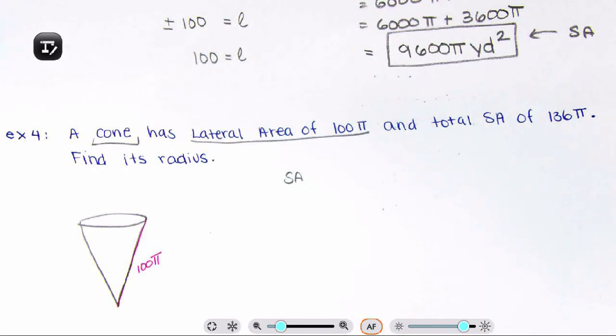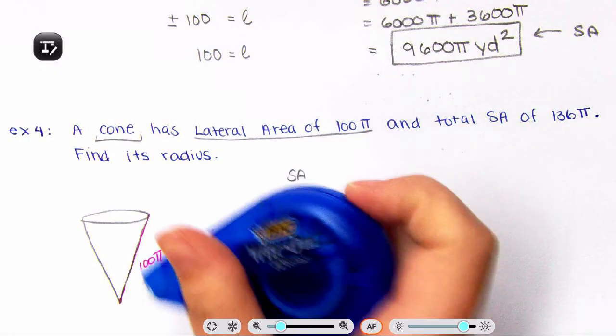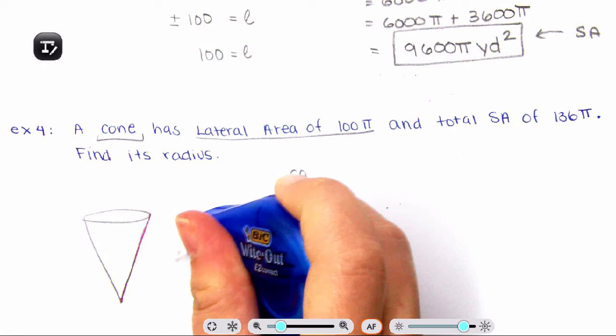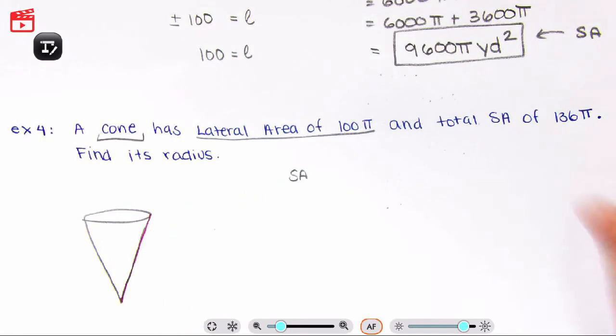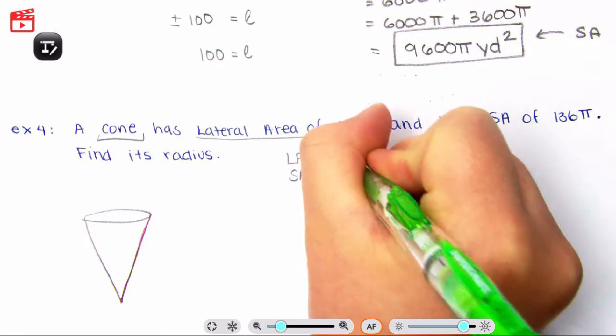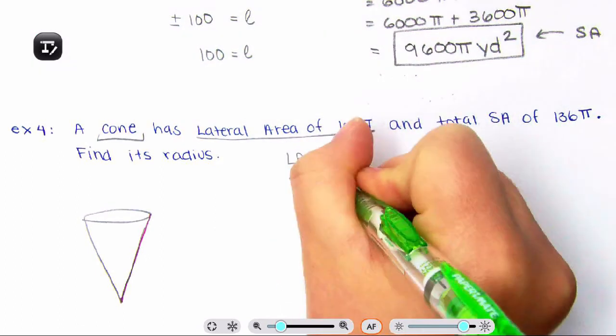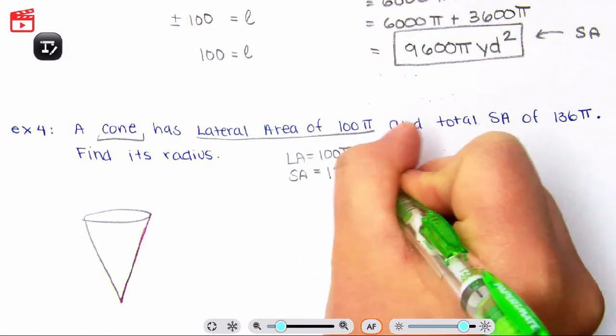Ooh, do you guys see how I made that mistake? Shame on teacher. Shame, shame, shame. I hope you were screaming at me through the screen. Lateral area, not slant height. Lateral area is equal to 100 pi. I was thinking, why was that weird? And then surface area is 136 pi.